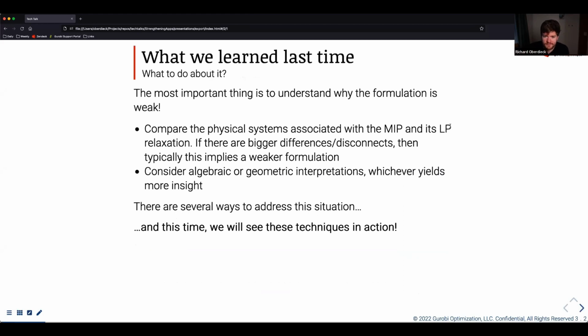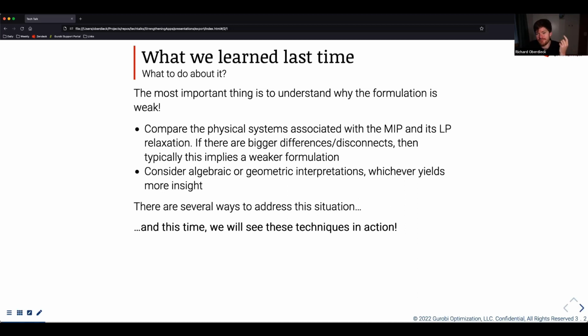Like so what, right? Okay, the formulation is weak. The most important thing when you have a weak formulation is to understand why. And the way to go about this is you compare the physical systems associated with the MIP and the LP relaxation, and there you try to spot the differences. And these differences hopefully help you uncover why this implies a weak formulation. And the other thing is it's really important to think about it both from an algebraic perspective, so using equations, as well as geometric interpretations, so visualizations, let's say, whichever gives you more insight.